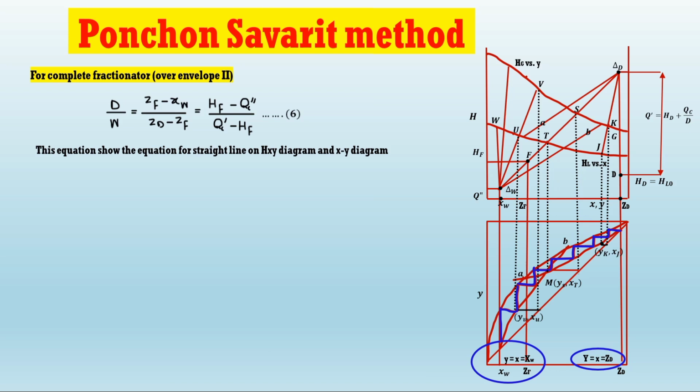So that's all about the Ponchon Savarit method for the complete fractionator. And this is the third part of the Ponchon Savarit method video. In this way we can calculate the number of trays for a distillation column using the Ponchon Savarit method.